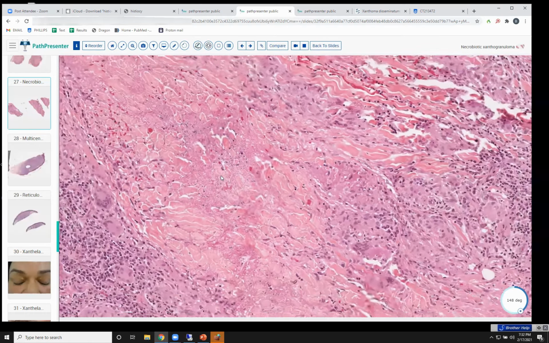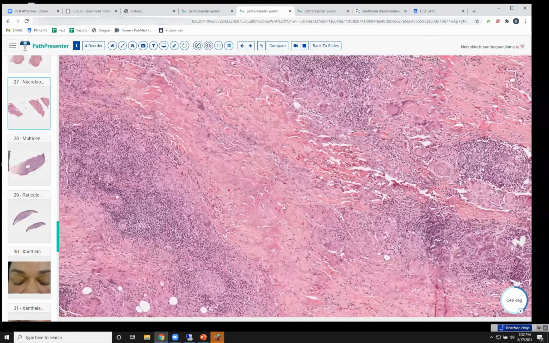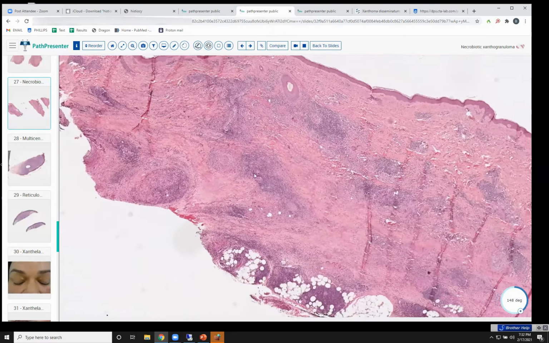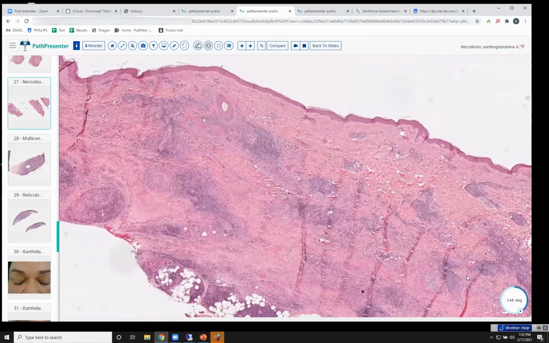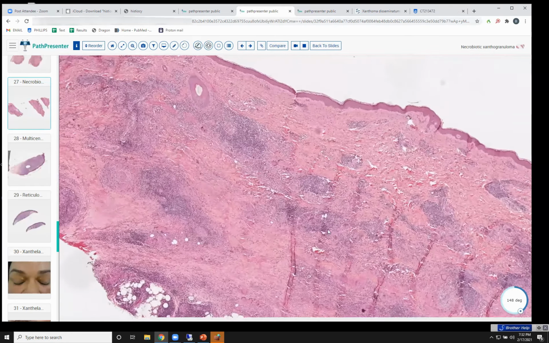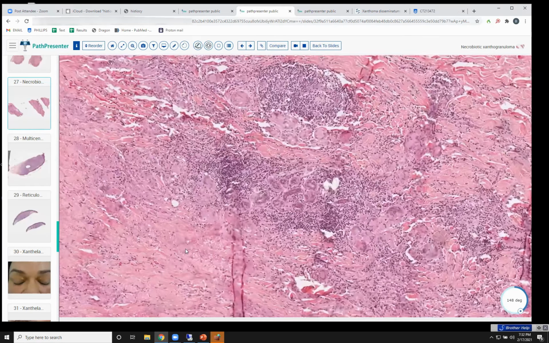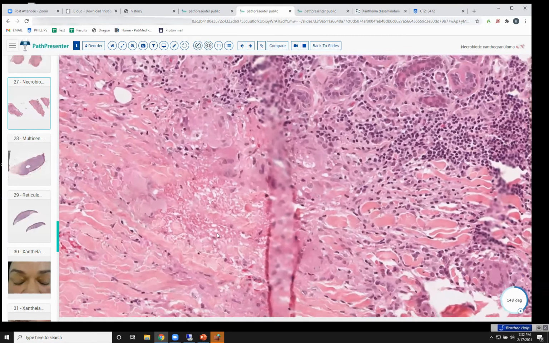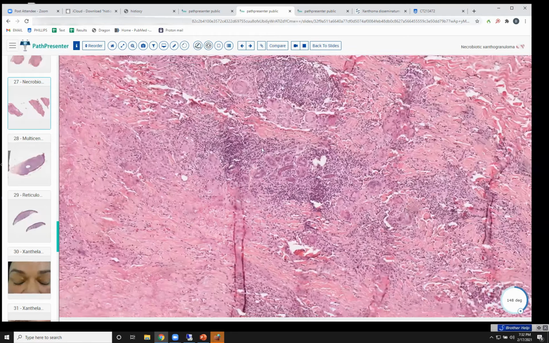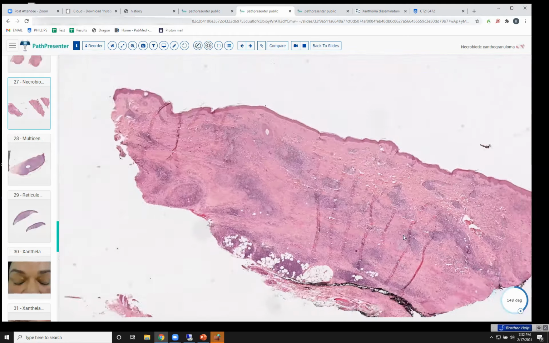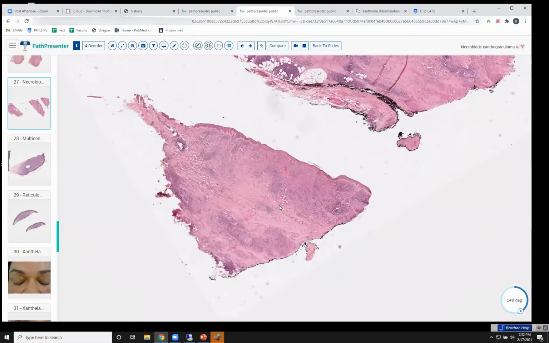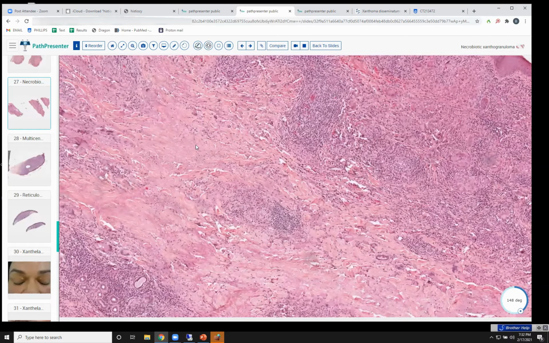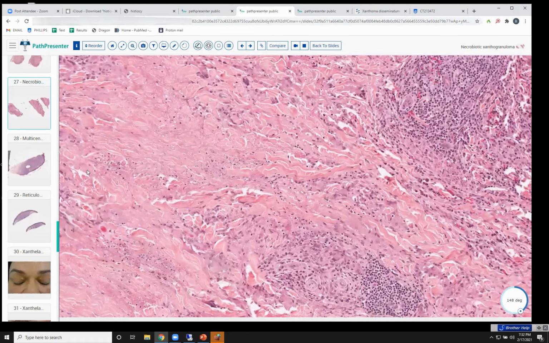And this one doesn't have the beautiful cholesterol clefts, but if this came from the eyelid and you see these areas of dermal necrobiosis, this can only be a necrobiotic xanthogranuloma. Maybe some fat in here that's dissolved down. Now look, you see the necrobiosis of the dermis here. The collagen bundles are destroyed.